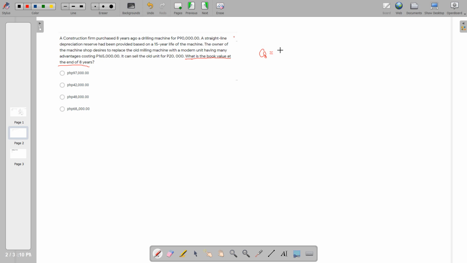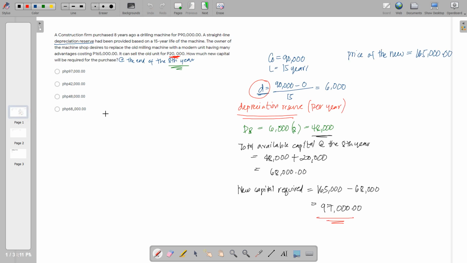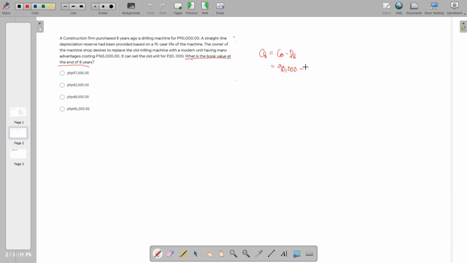So, C8 is the original cost minus the accumulated depreciation at the 8th year. So, CO, original cost is 90,000 minus D8 na na-compute kanina is 48,000. So, therefore, we have book value of 42,000 pesos. So, from the choices, meron naman 42,000 pesos. Okay, moving on to the next question.